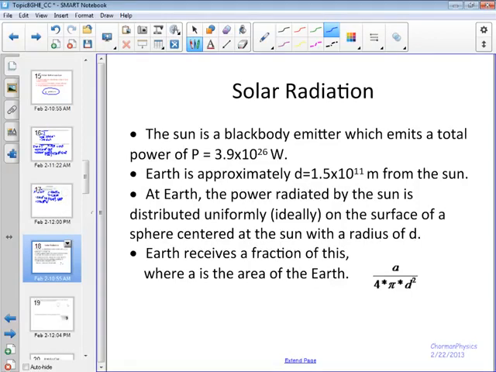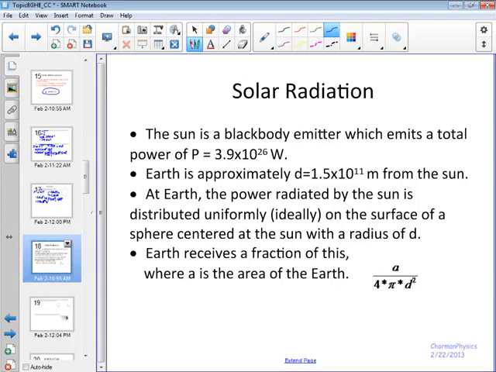The Earth is about 1.5 times 10 to the 11th meters from the sun, 1 astronomical unit. We'll talk more about that distance when we get to astrophysics. So the question is, how much intensity do we receive from the sun here at Earth? If we assume that the power radiated by the sun is distributed uniformly, we can assume that it spreads out equally with equal influence in all directions, so we can imagine it spreading out like a sphere, the surface of a sphere.